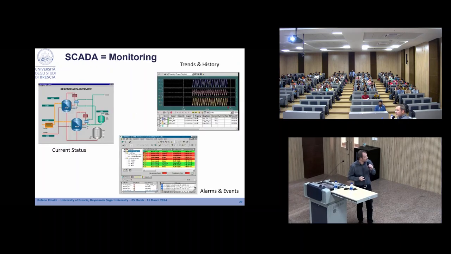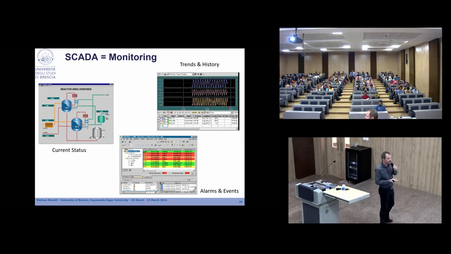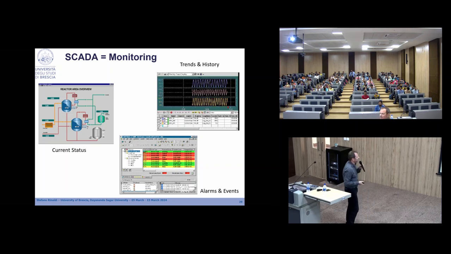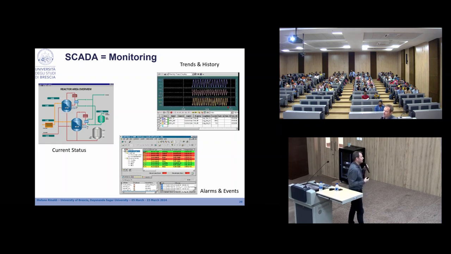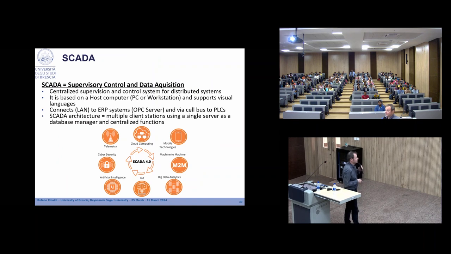Of course, basically the functionality of a SCADA system is to provide information about the current status of the plant, for example, the current status of the level of the water in each tank, like in this picture, to analyze the historical data and to provide information regarding alarms and events.